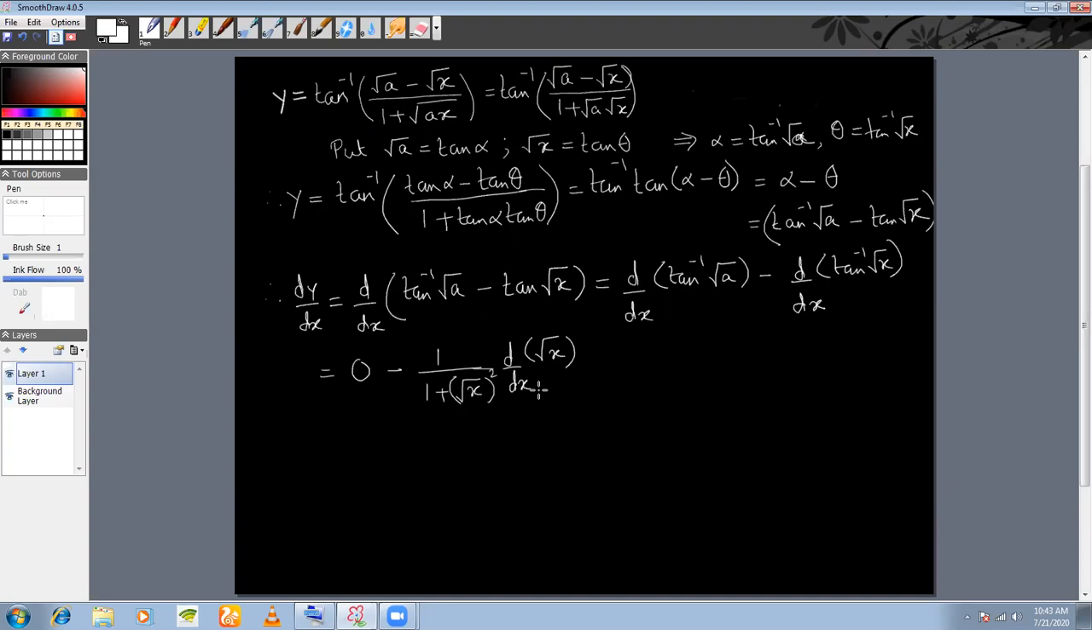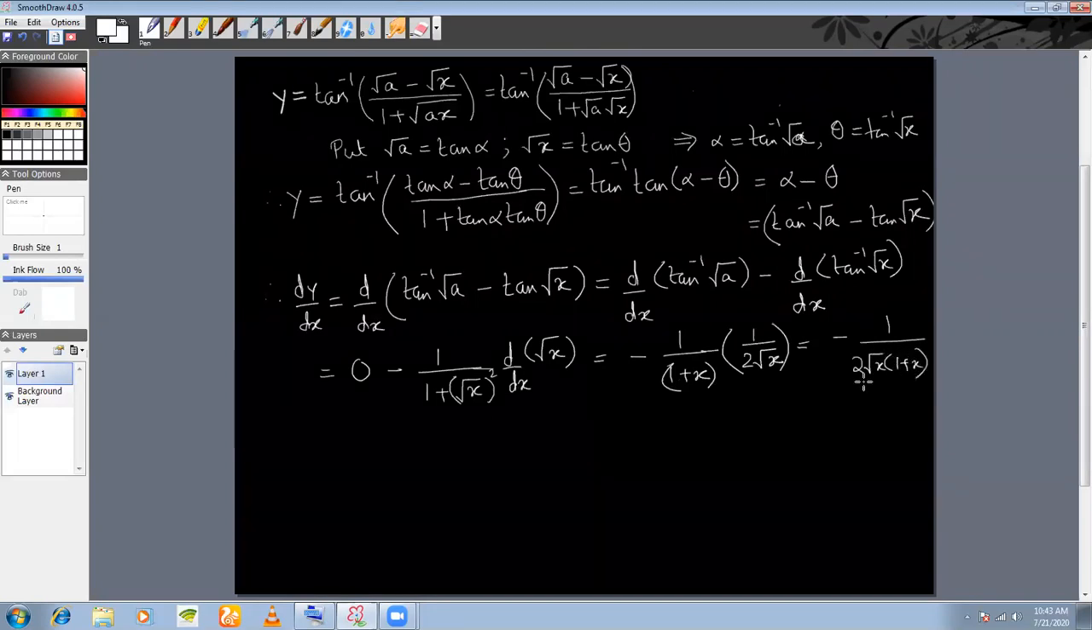Okay. d dx of tan inverse root a is 0 because a is a constant. And d dx of tan inverse root x is 1 by 1 plus x square into the d dx of root x, with x square being root x squared, which is equal to minus of 1 by 1 plus x, and d dx of root x is 1 by 2 root x. Which is equal to minus 1 by 2 root x into 1 plus x. So this is your answer.